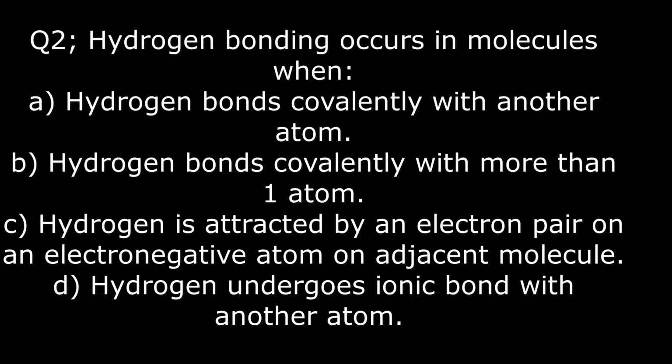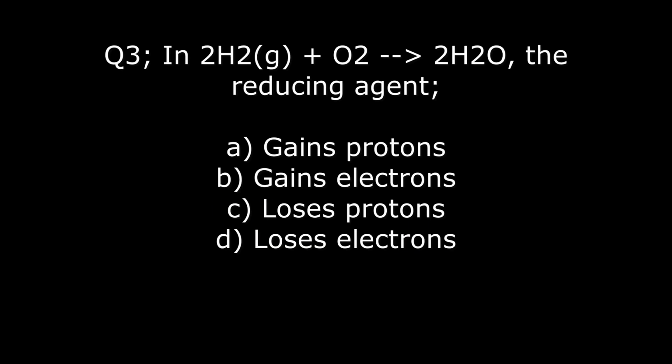Question number 2. Hydrogen bonding occurs in molecules when A. It bonds covalently with another atom. B. It bonds covalently with more than one atom. C. It is attracted by an electron pair on an electronegative atom on an adjacent molecule. Or D. It undergoes ionic bond with another atom. So the answer is C, because of our three electronegative atoms, FON, if you remember, FON.